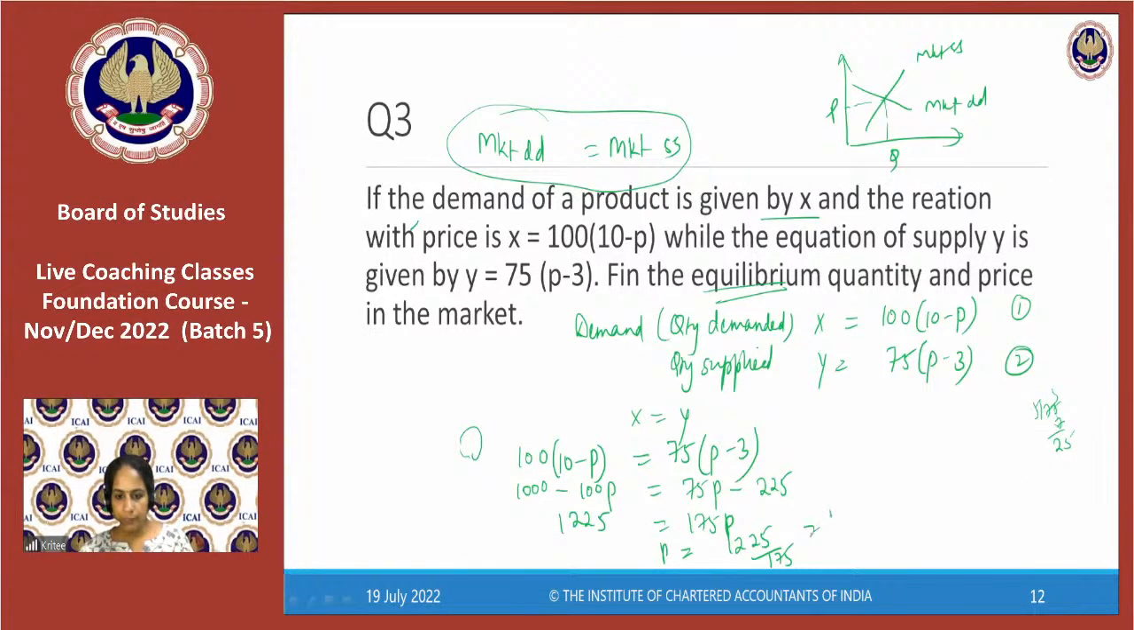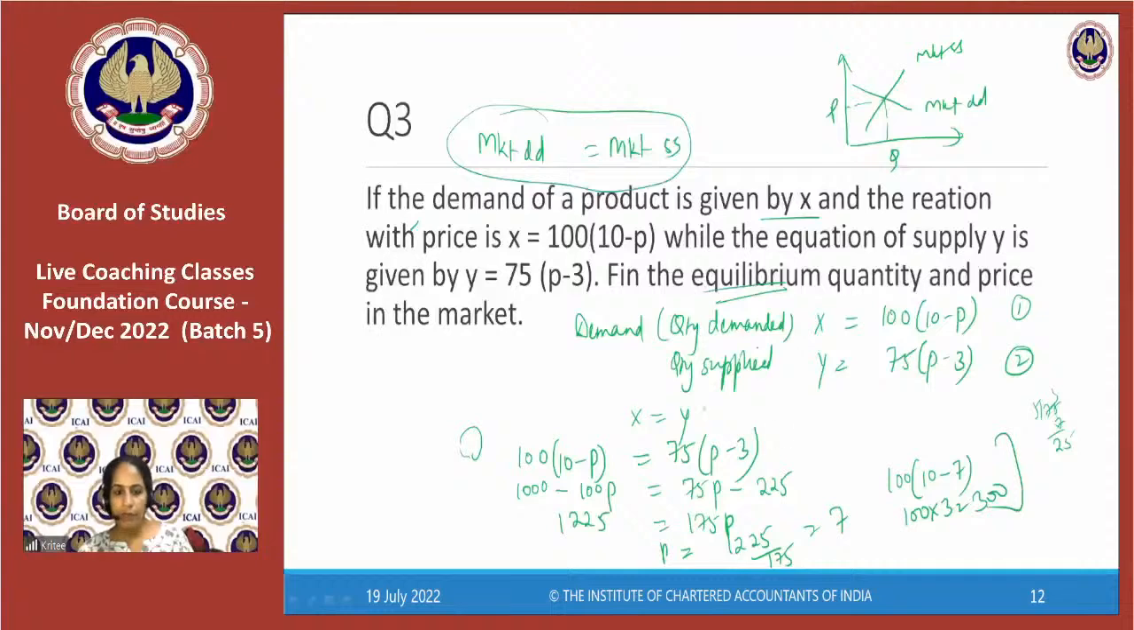Okay, correct. Price is 7. Once you get the price as 7, use any of the equations because both the equations are going to give you the same answer. Use any of the equations to get the value of quantity. So your quantity would be 100 into 10 minus 7. That is 100 into 3.